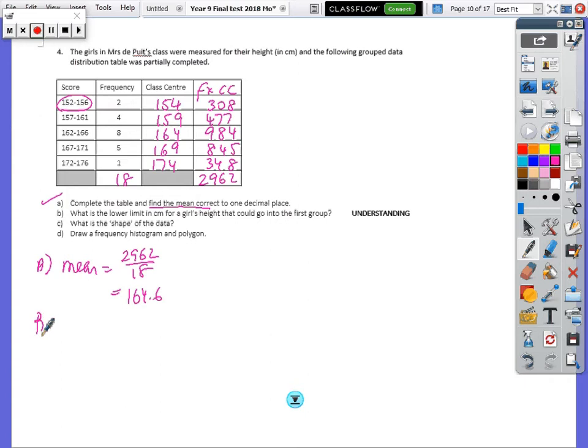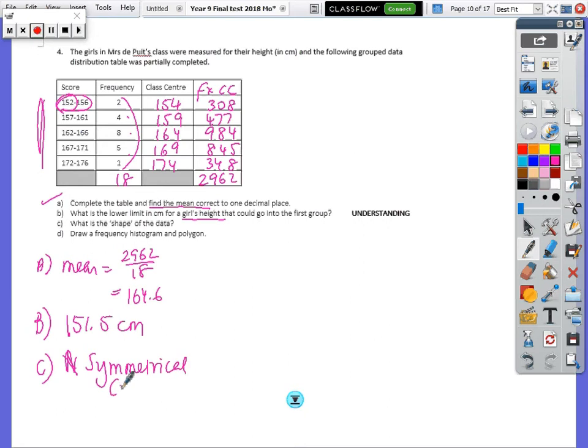Now this question here confused a lot of people. These are measurements, they're not discrete numbers. So the most common wrong answer you said was 152, but we're measuring a girl's height, and what number could go into 152? And the answer is, the lowest number is 151.5, because you're measuring things, you don't have exact numbers. The shape of this distribution, 2, 4, 8, 5, 1, so it's like that, so it's symmetrical. We could say normal.